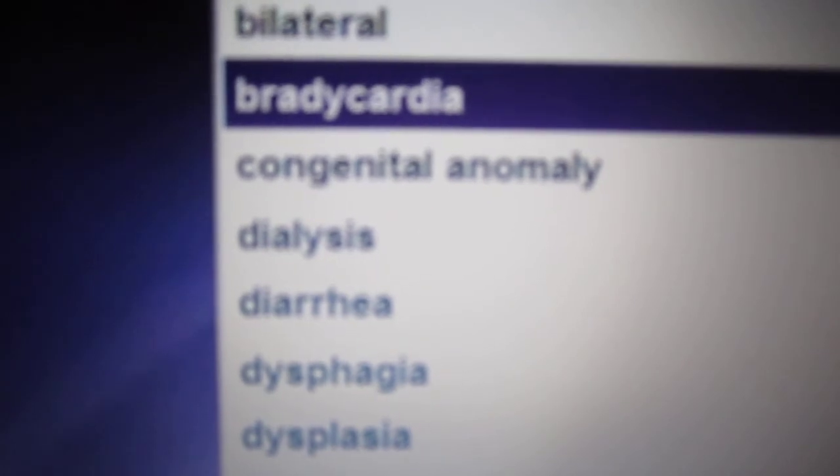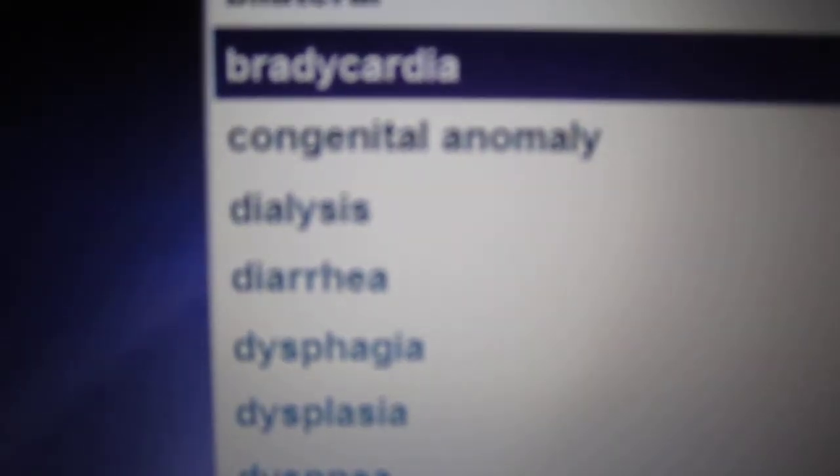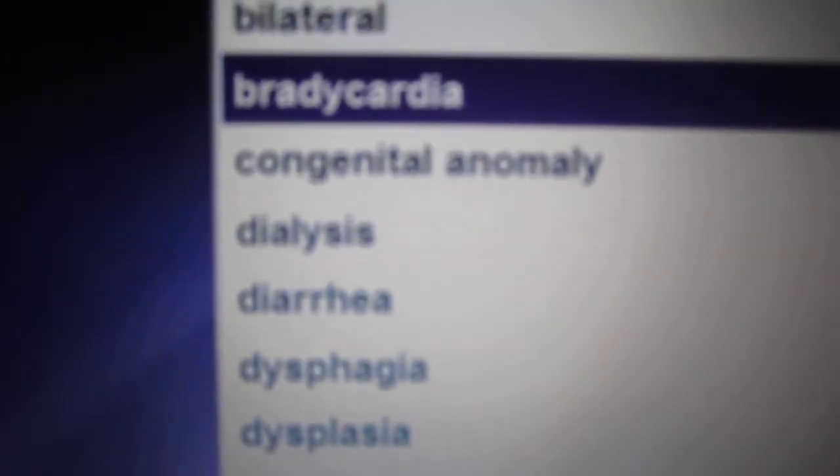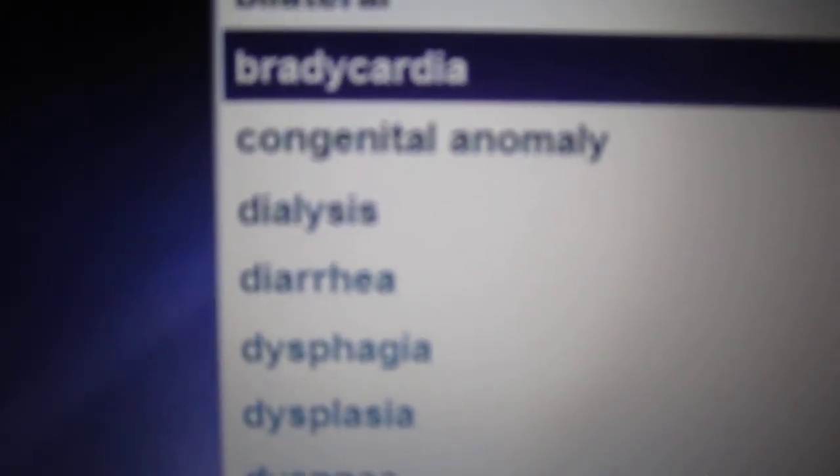Bradycardia. The prefix brady means slow. Cardia is a condition of the heart. Bradycardia is a slow heartbeat, usually less than 50 beats per minute.